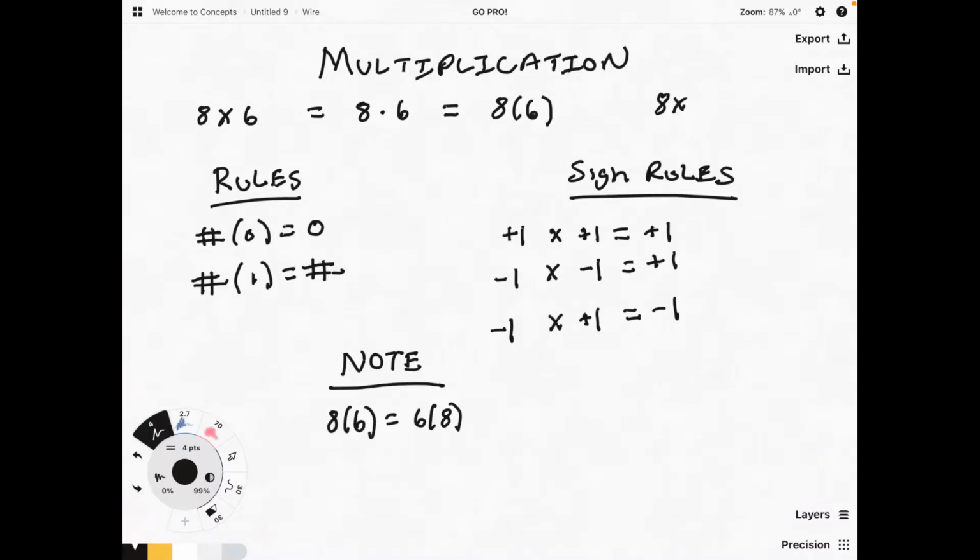Hello, today we are going to be talking about multiplication. So what is multiplication? Multiplication can be thought of as repeated addition. So a number added to itself a number of times.